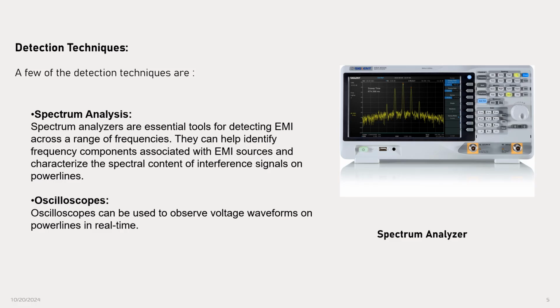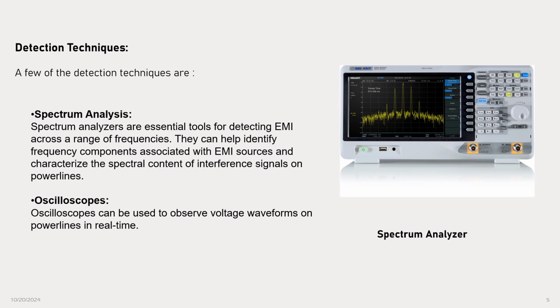Detection techniques. A few of the detection techniques are as follows. First one is spectrum analysis. An instrument that is used for the analysis of the frequency spectrum of the input signal is known as a spectrum analyzer. It uses frequency domain representation of the RF signals in order to show the relative amplitude level of the signal at various frequencies within a particular range.